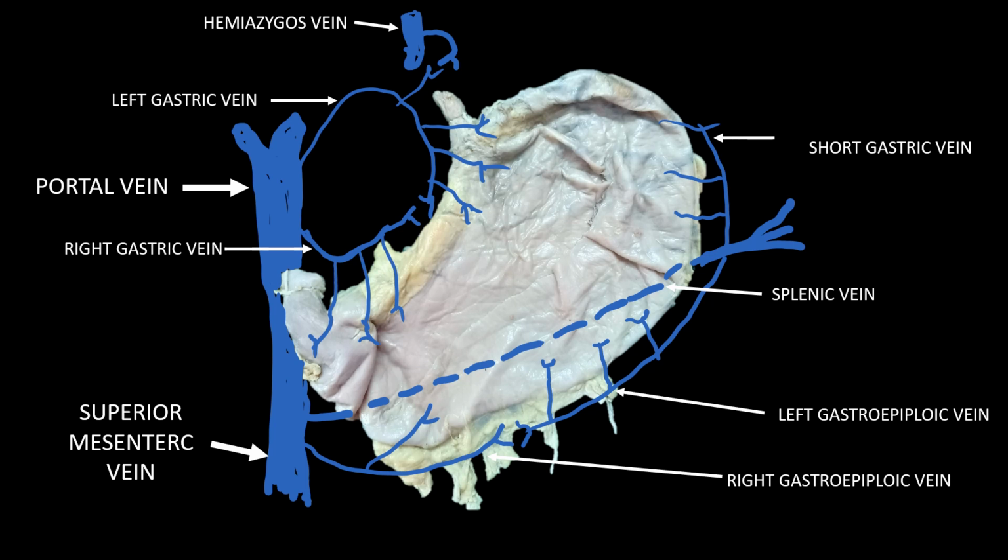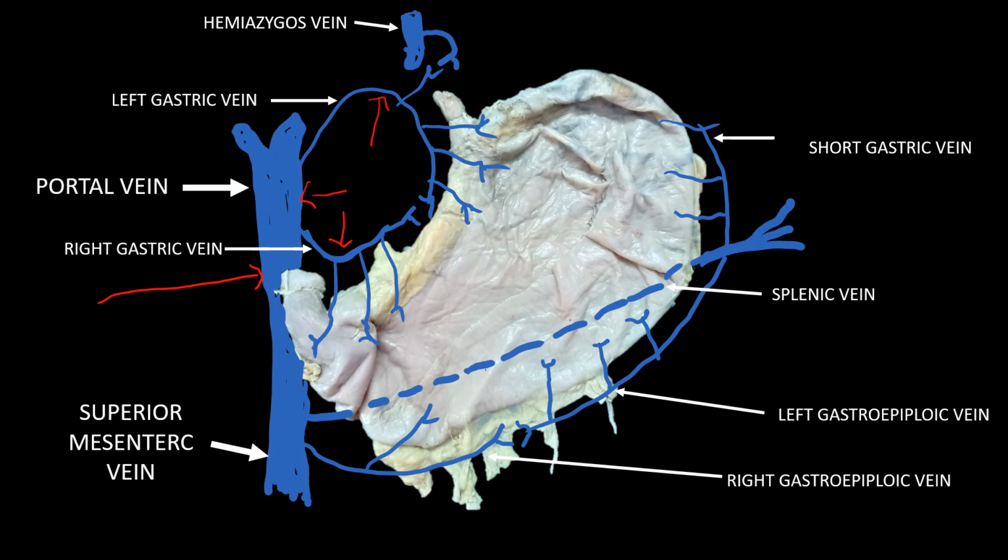As you can see here, the image shows the venous drainage of the stomach. Veins of the stomach correspond to the arteries and drain directly into the portal vein. The veins drain as follows. Right and left gastric veins drain into the portal vein.